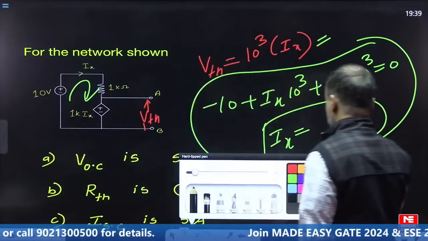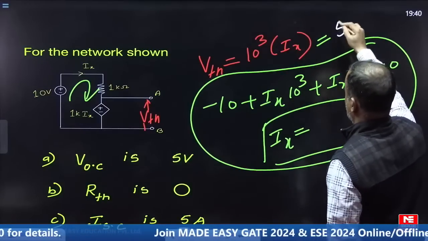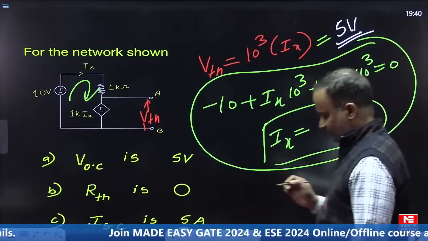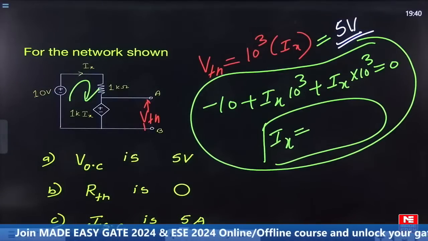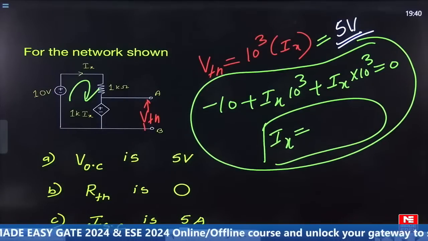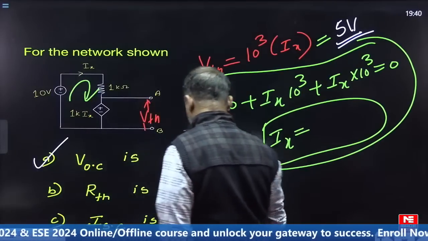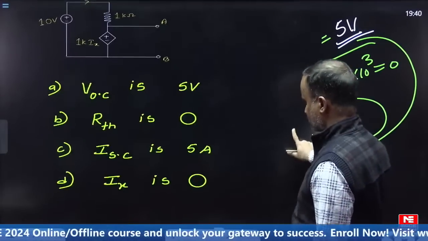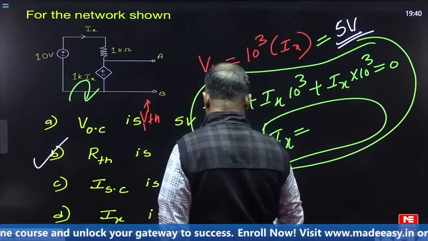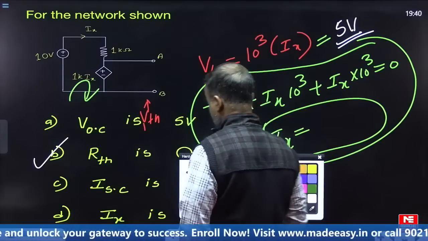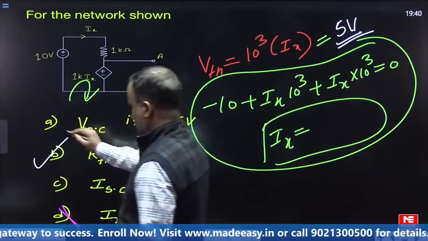First, find IX, ji. Simplify and find IX, then after finding it, put it here. On putting it, check, we get VTH is 5 volts. That means the first option is correct. But in the last option, ISC is given as 0, so the last option is incorrect. D option is incorrect. Now the first option is correct.